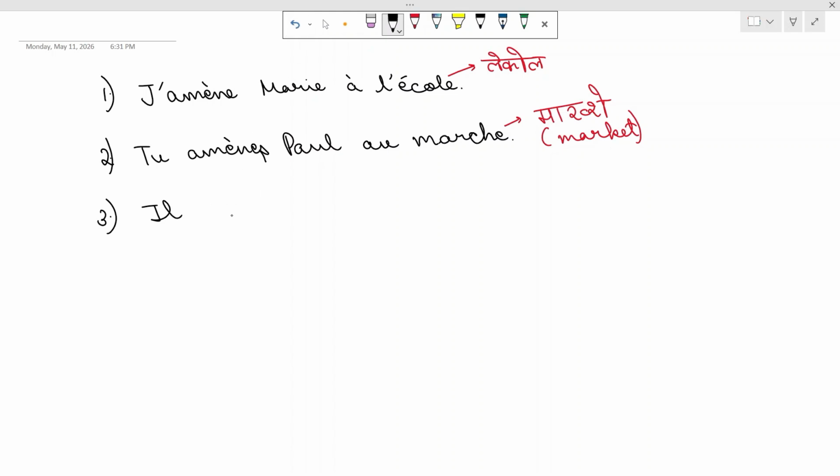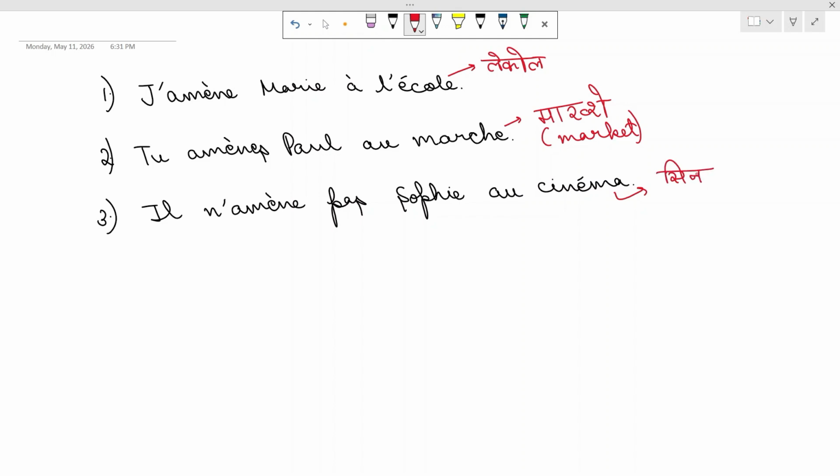Let's make this in negation. N'amène pas Sophie au cinéma. This is pronounced as cinéma, just like in Hindi. He did not take or he does not take Sophie to the cinema. Or he is not taking Sophie to the cinema.